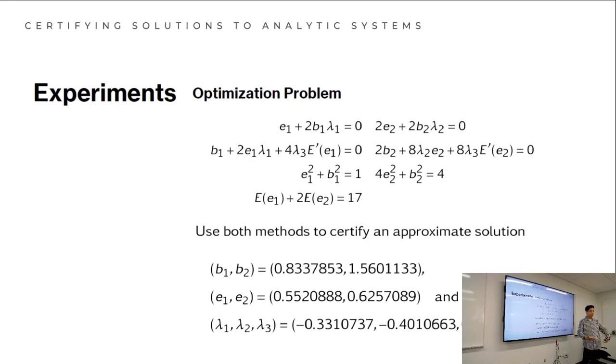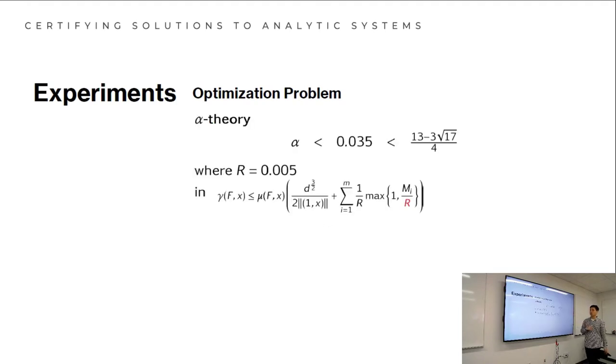Now we have 7 equations with the 7 variables, so this is a square system. Now we solve this system using some numerical solver. Now we have this approximate root. Then we are going to use the Krawczyk method and alpha theory to certify this root. So let me just start with alpha theory.